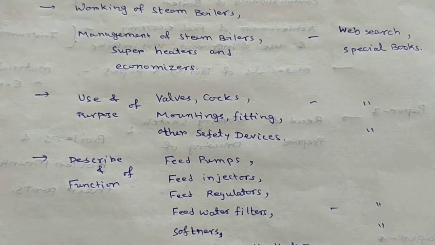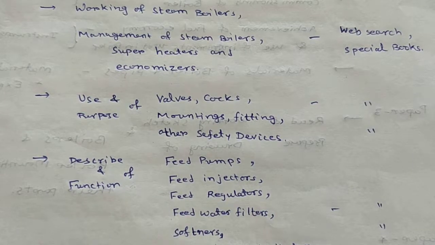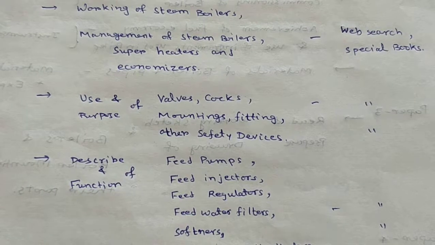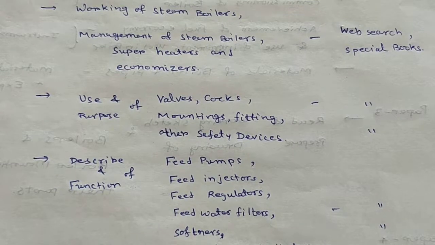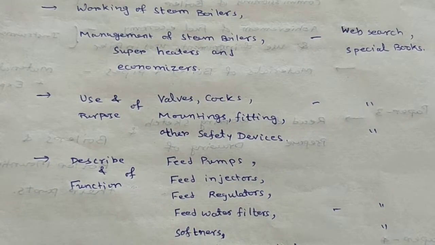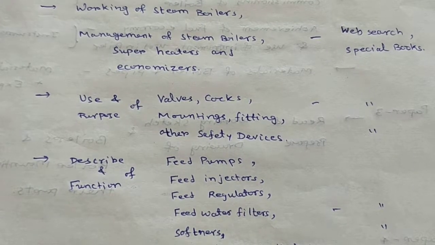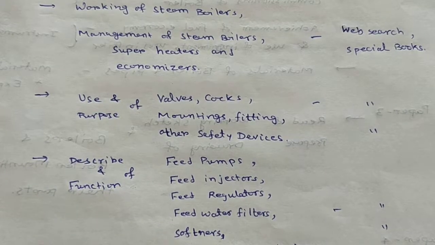Working of steam boilers, management of steam boilers, superheaters and economizer: you can just Google it, do a web search, and from special books you can get the material. Use and purpose of valves, cocks, mountings, fittings and other devices: for that also you can Google it, and special books are available in the market and on the web. You can just search it out or you can buy it.